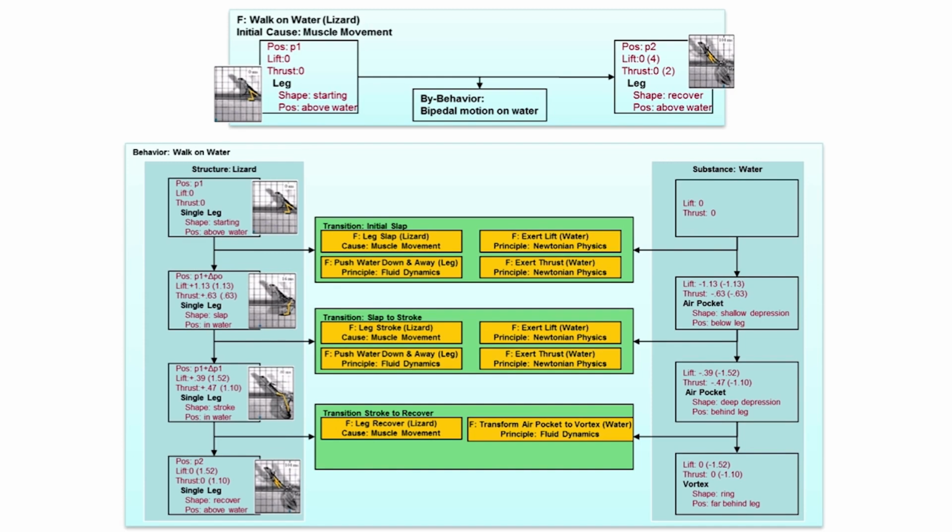Here is a model of the basilisk lizard. This model is sometimes called a structure, behavior, function model. This particular picture doesn't show the structure, it just shows the function and the behavior.